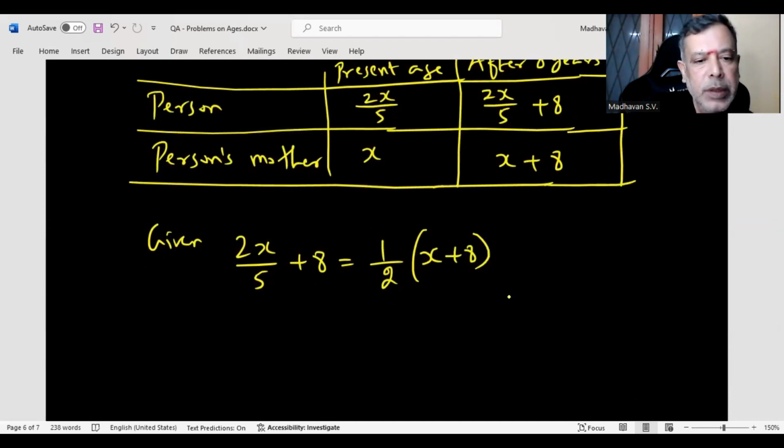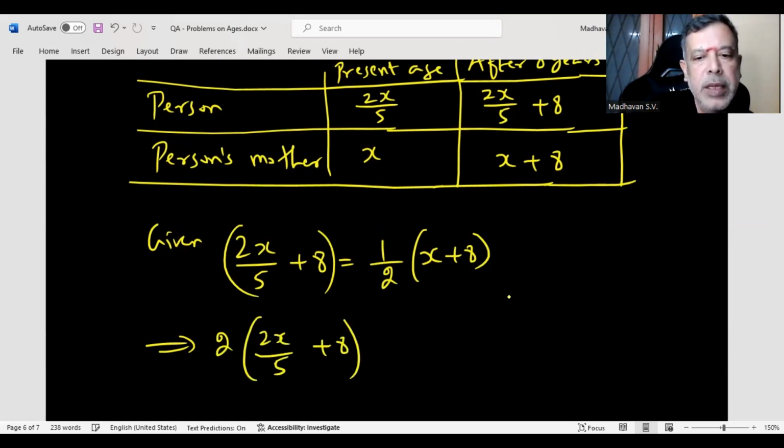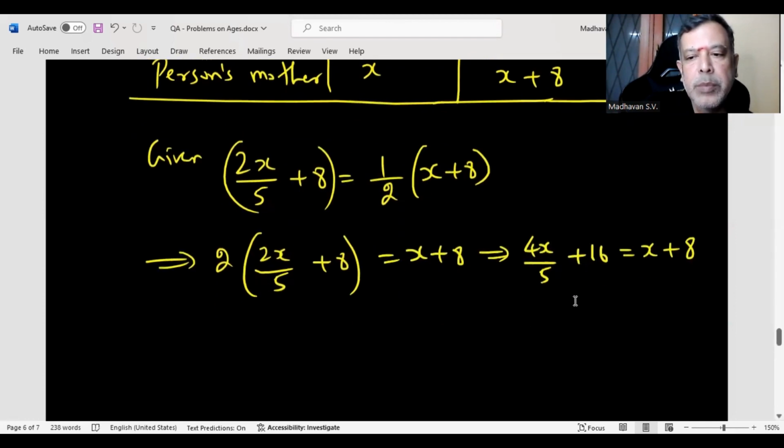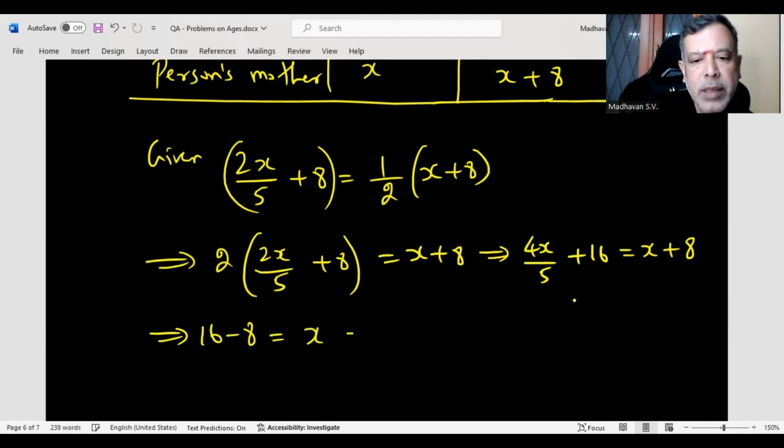Now we can cross multiply by 2. So 2 times 2x by 5 plus 8 equals x plus 8. That is 4x by 5 plus 16 is equal to x plus 8. So bring that 8 to the left hand side. So 16 minus 8 is equal to x minus 4x by 5.